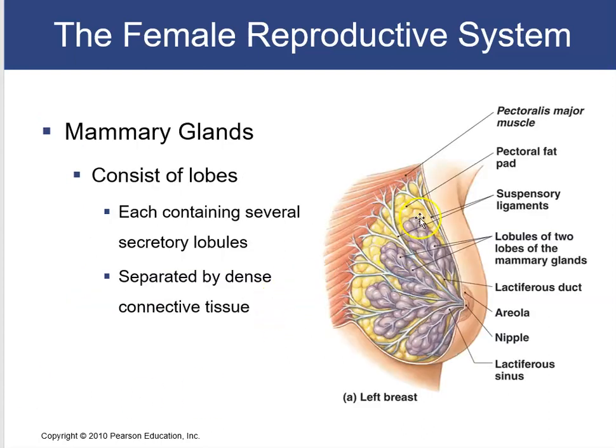So here we can see the inside of the breast is divided into lobes. Each contains several lobules, these small structures, and the lobes are separated by this dense band of connective tissue. And you can see how coming out of each we have a duct, and all these ducts combine to form the nipple.